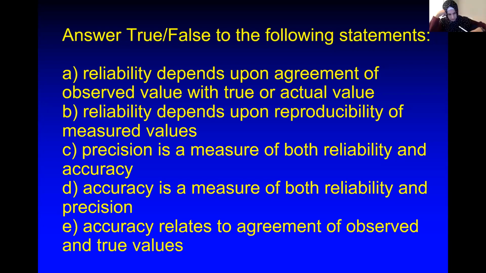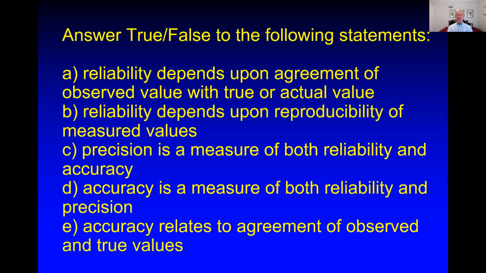True. That's precision. So if we have an accurate and precise instrument that gives us the right answer almost all of the time, then that's reliable. Precision is a measure of reliability and accuracy. False. Precision is a measure of one thing, reproducibility.